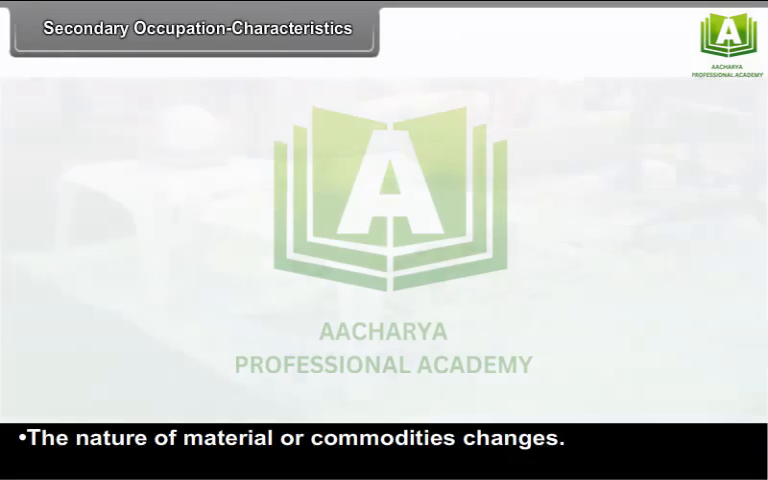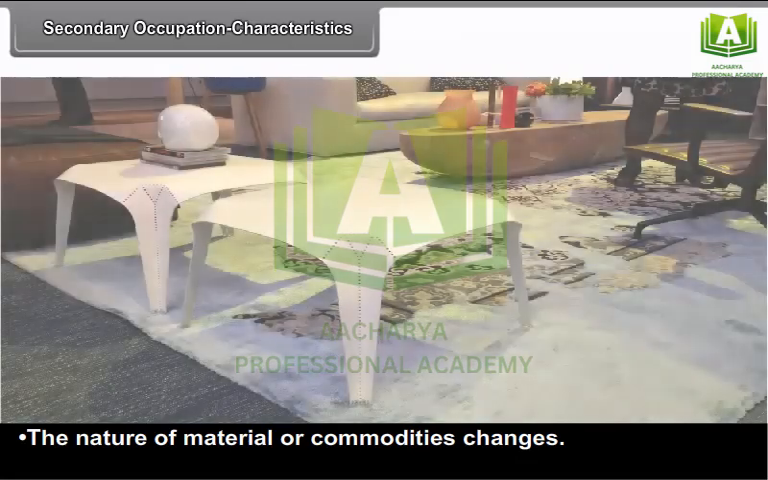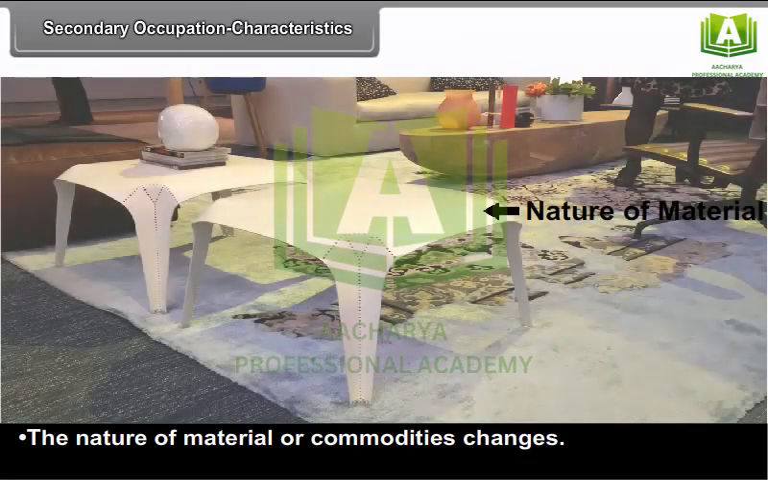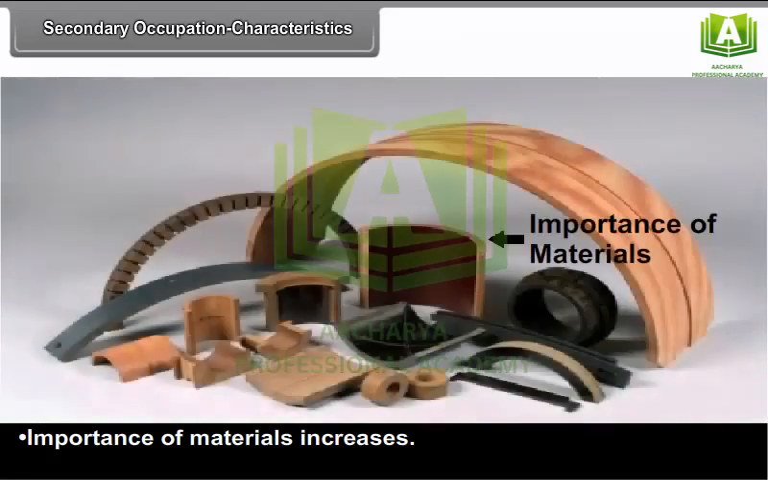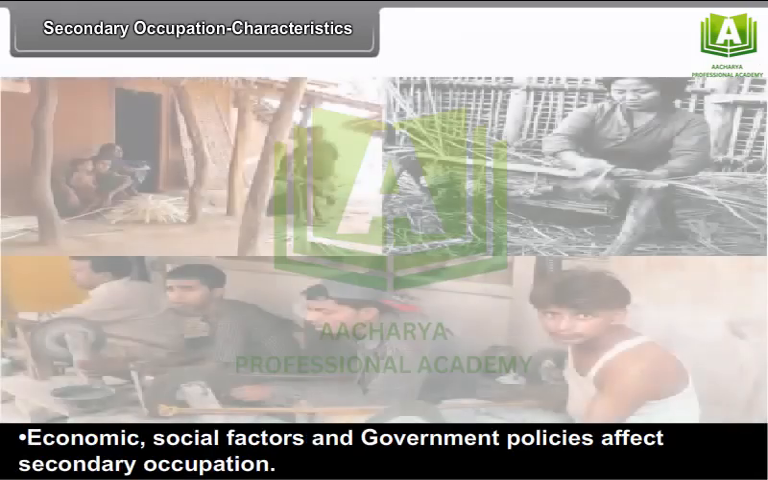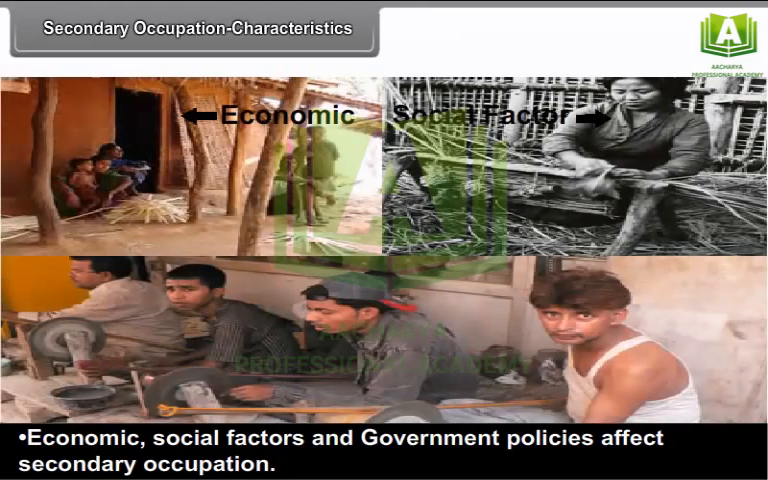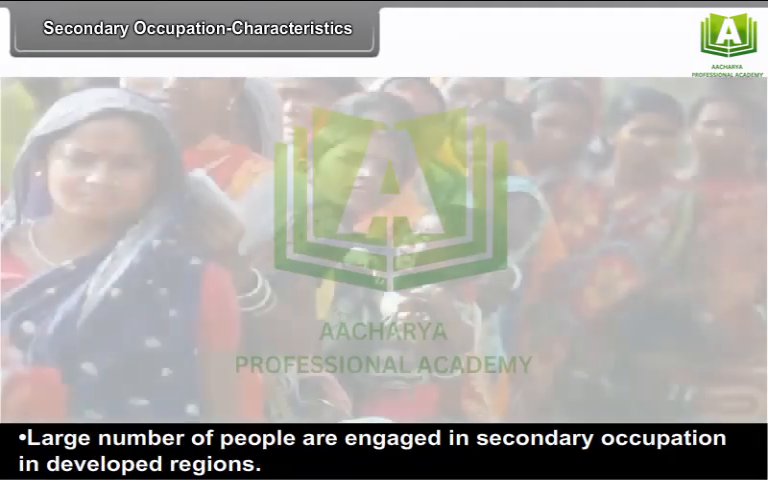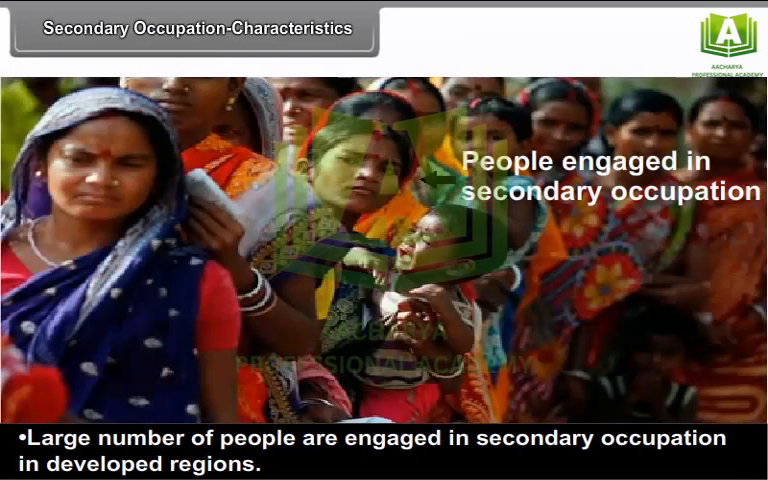Characteristics. The nature of material or commodities changes. Importance of materials increases. Utility and value increase. Economic, social factors and government policies affect secondary occupation. Large number of people are engaged in secondary occupation in developed regions.